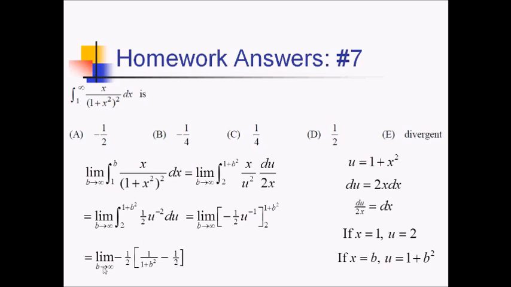Taking my limit as b approaches infinity, I've got 1 over infinity essentially, so that goes to 0. We essentially have -1/2 times 0 minus 1/2. So -1/2 times -1/2 gives us 1/4, which is choice C.